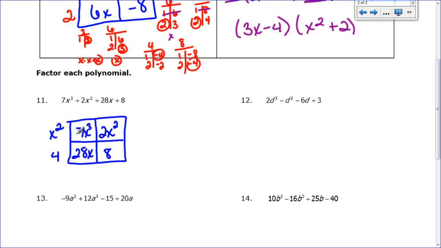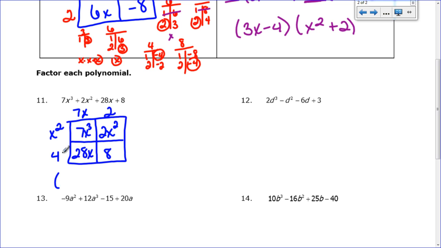Now this column, 7x cubed and 28x, the greatest common factor for 7 and 28 is 7. That's the biggest number that will go into both of those. And then for the x cubed and the x, they're going to have one x in common because that's the fewest number of x's I have in that row. And then for this one, 2x squared and 8, the biggest number that will go into 2 and into 8 is 2, and they have nothing else in common.